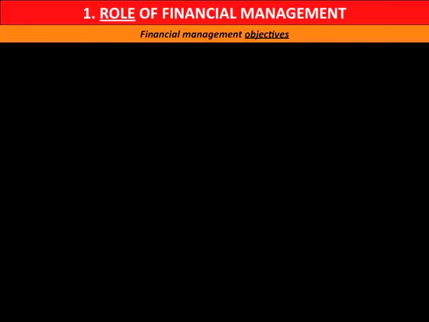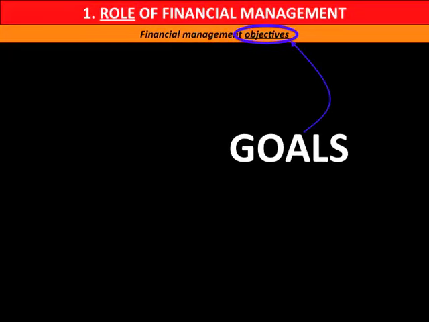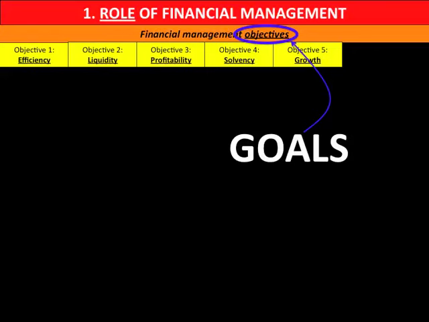We've looked at what financial managers do, but why do they do it? What's the objective of financial management? And really, the objective is just a fancy way of saying goals. The syllabus identifies 5 different goals: efficiency, liquidity, profitability, solvency, and growth.